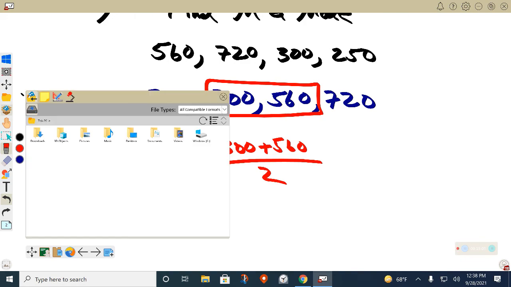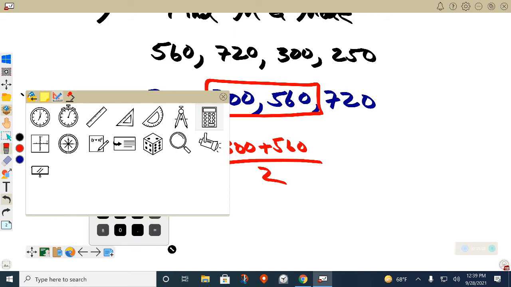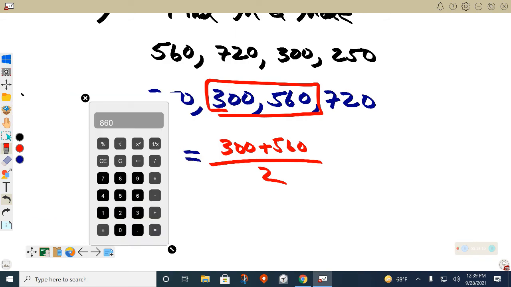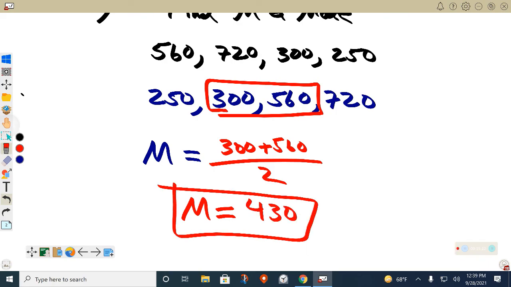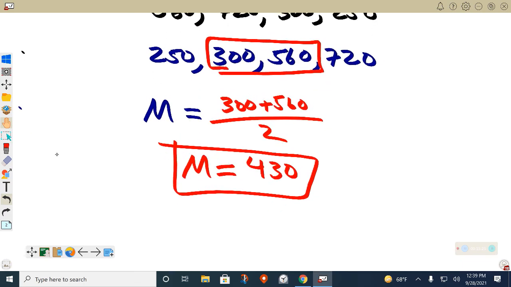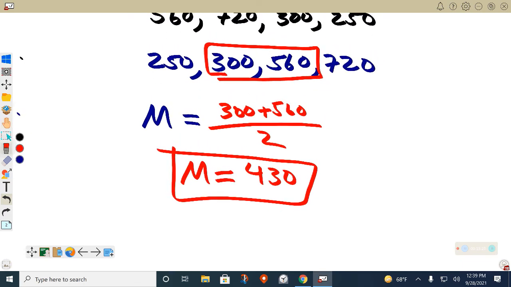I have no clue. Let me get my calculator out. 860 divided by 2. You're the man. That's the mean. The median, rather. Mendoza, is there any mode? Nope. Put no mode.